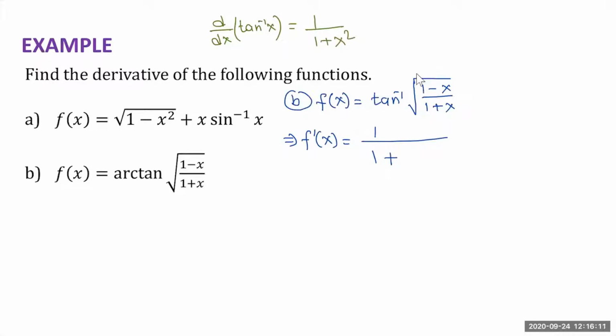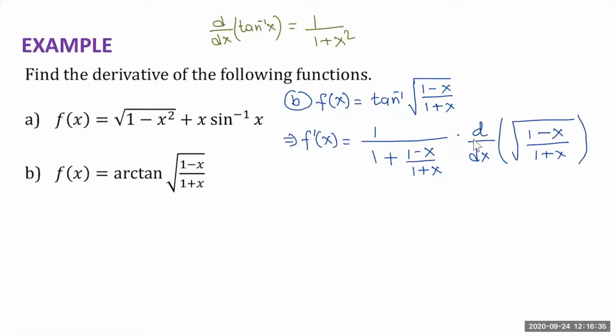1 over 1 plus, in place of x, I have this one. So when you square that, it will be 1 minus x over 1 plus x. So that is 1 over 1 plus x squared. Then we have to multiply by the derivative of the inside function. And the inside function is the square root of 1 minus x over 1 plus x.